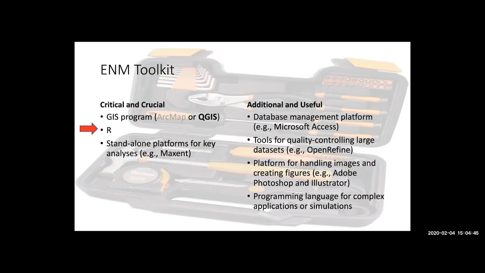Second thing, which maybe should be first, is R. R is another community-developed and community-maintained program or platform that allows you to do an immense amount of statistical analysis, but also increasingly people are doing simulations in R, and they're doing GIS in R.